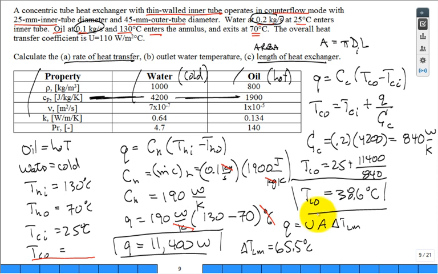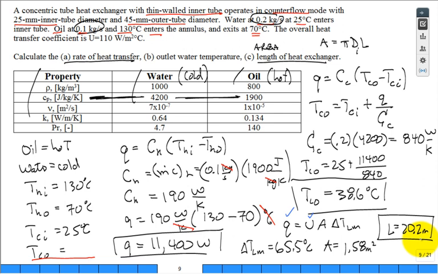You're given the U, you already know the Q. I need to calculate that area. The area comes in at 1.58 meters squared. Hence, the length is the area divided by pi d inner, which is 20.2 meters. I tried to keep it on one page. Look good?